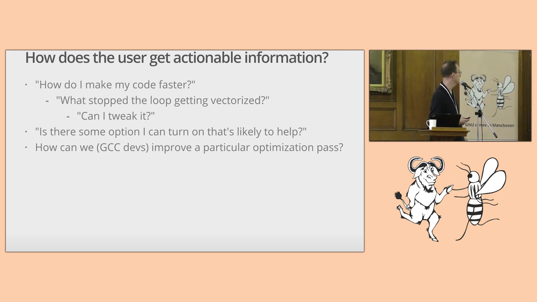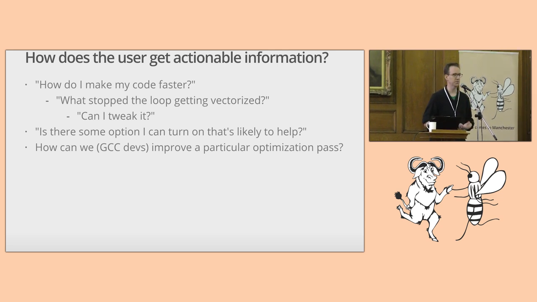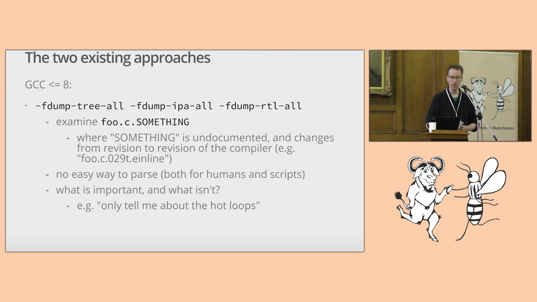And I guess the other audience is, as GCC developers, how do we get a sense of how an optimization pass is running? There's the debugging of the optimization pass. How much overlap is there between those two use cases?